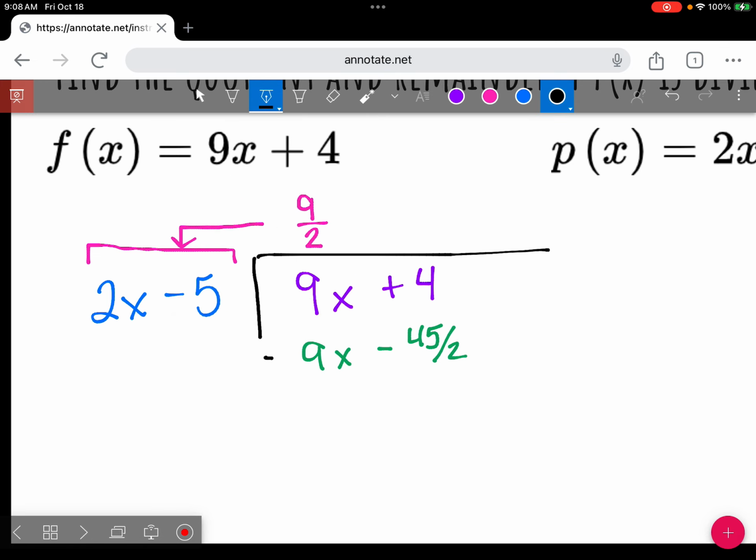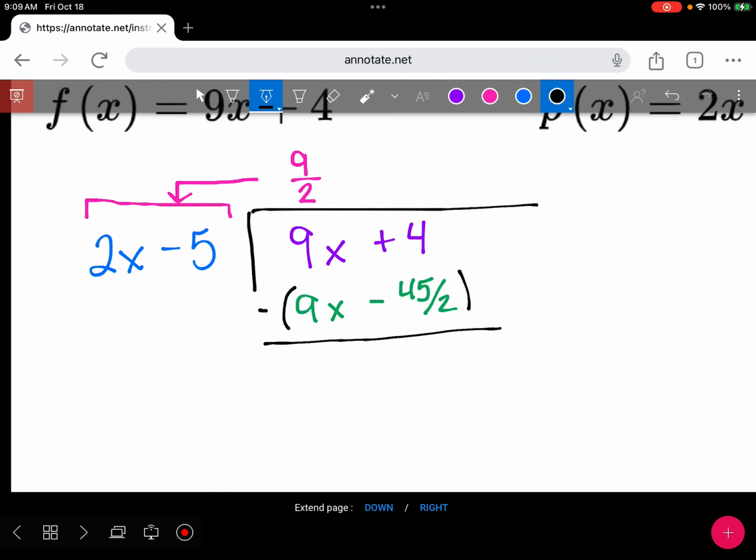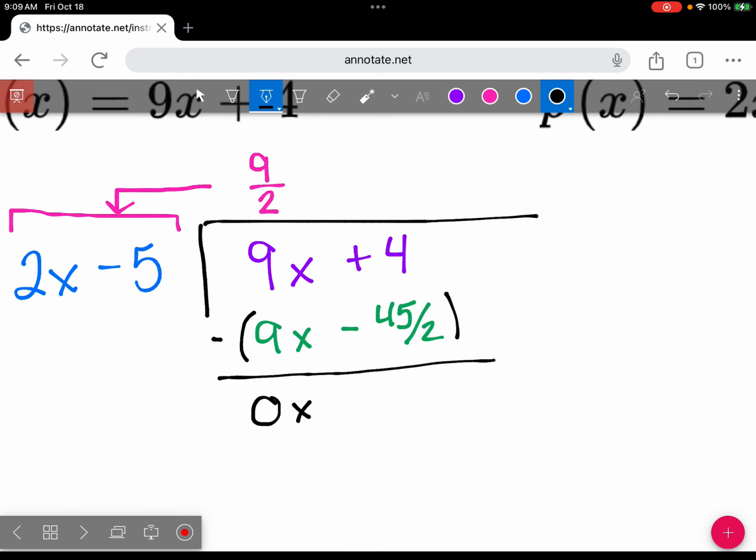And then we subtract our two lines from each other. Make sure we're subtracting the whole line, so just be careful with that. 9x minus 9x gives us 0 x's. And 4 minus negative 45/2. So 4 in terms of halves is 8/2 minus negative 45/2. So 8 plus 45, 53/2.